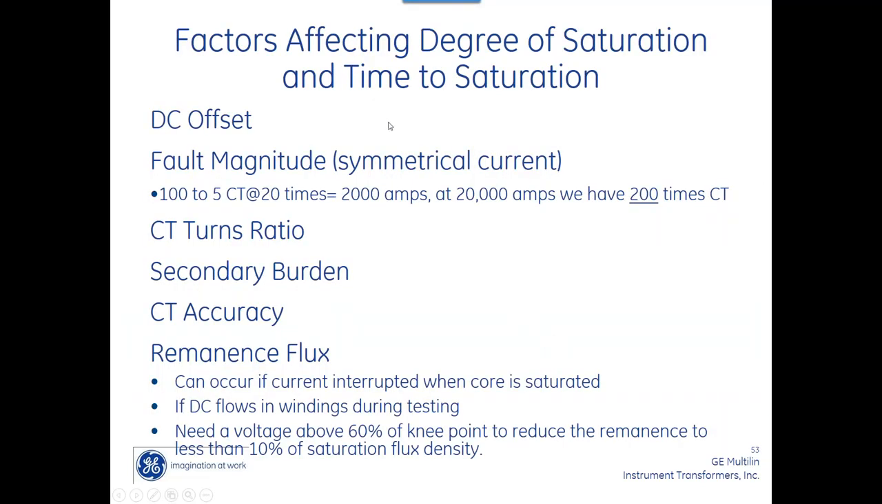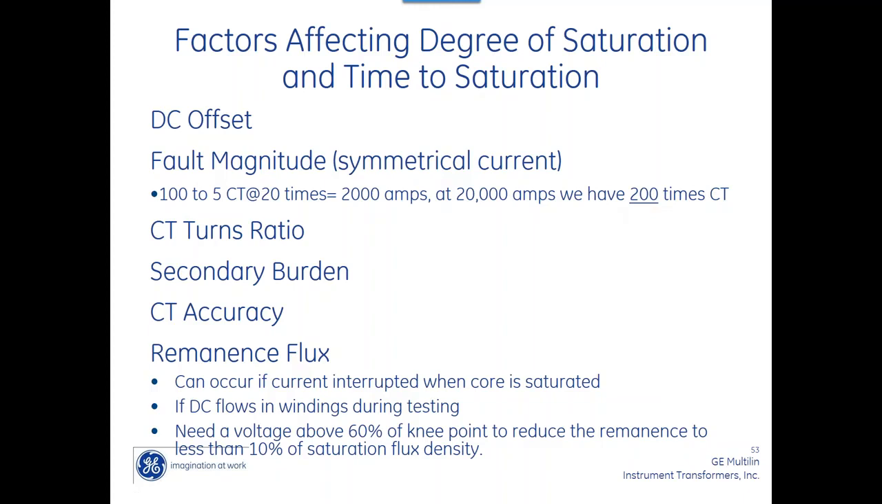Okay. Factors that affect saturation. The DC offset, I talked about that. The fault magnitude, you know, 100 to 5 CT at 20 times is 2,000 amps. Well, all of a sudden I've got a situation where my AIC rating, amps interrupting capacity, is coming in at 50,000 amps or 20,000. You know, 20,000, now I'm at 200 times CT. That CT is going to saturate.